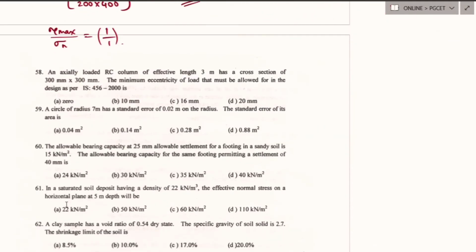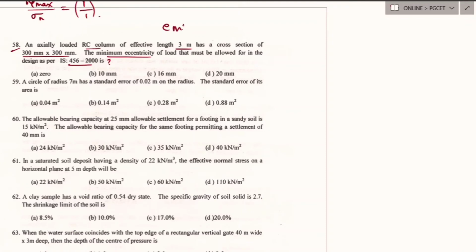Question number 58. An axially loaded RC column of effective length 3 meter has a cross section of 300 mm by 300 mm. The minimum eccentricity of load that must be allowed in the design as per IS 456-2000 is. As per IS 456-2000, the minimum eccentricity of load for an axially loaded RC column is given by the following formula, that is E minimum is equal to minimum of Lx divided by 500 plus B divided by 30 or Ly divided by 500 plus D divided by 30.